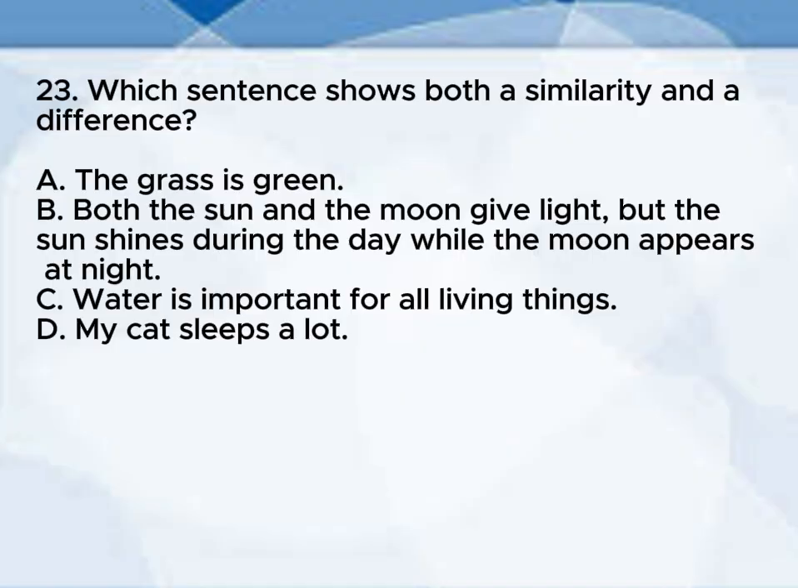Which sentence shows both a similarity and a difference? A. The grass is green. B. Both the sun and the moon give light, but the sun shines during the day while the moon appears at night. C. Water is important for all living things. D. My cat sleeps a lot.